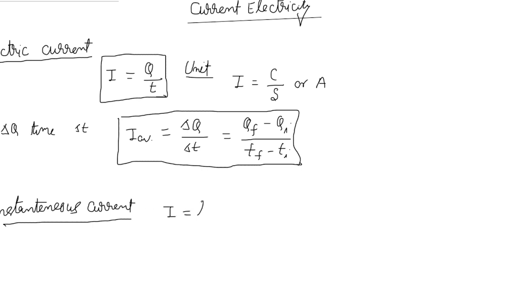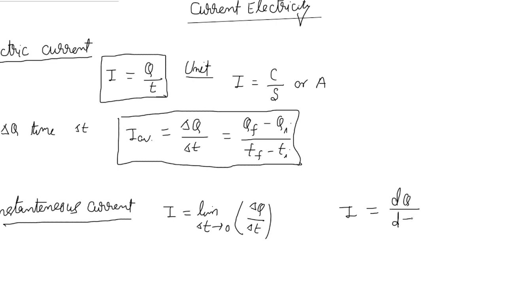limit delta t tends to 0 of delta q by delta t. This will be the instantaneous value of current. And when we remove the limit, we get I is equal to dq by dt. This is the instantaneous value of current.